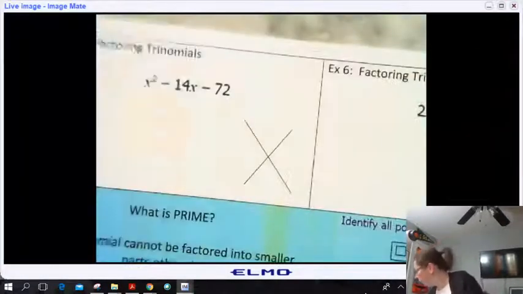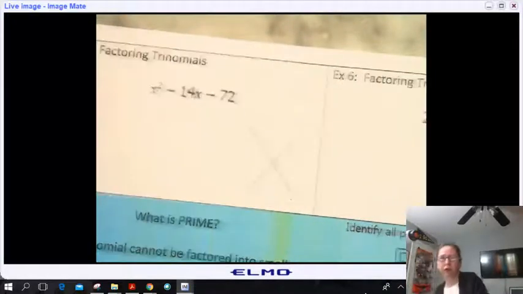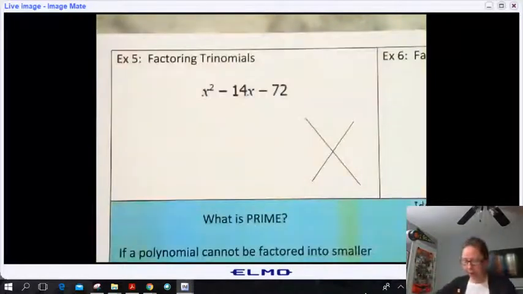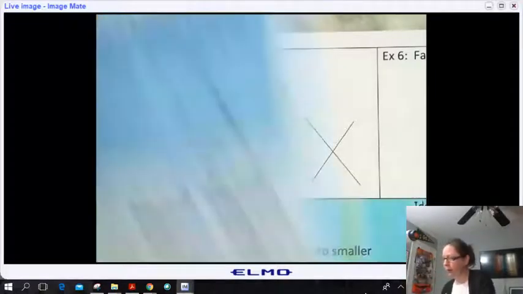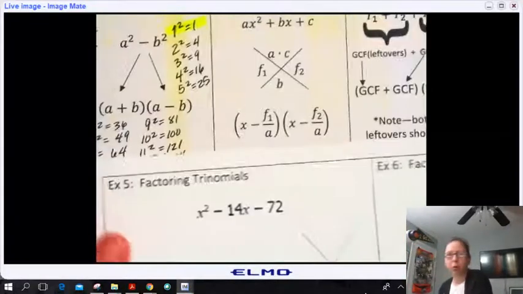Let's take a look at our trinomials, factoring our trinomials. So again, if you had me for Math 1, I taught you factoring using the X puzzle when we did trinomials. Okay? So let me go ahead and pull up our rule.